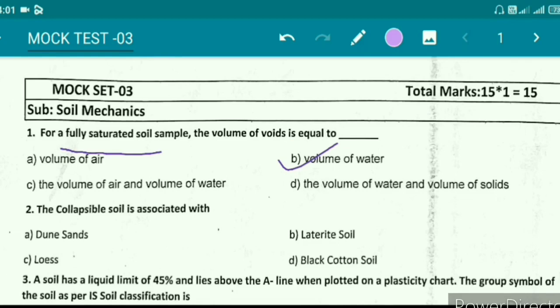So in case of fully saturated soil, the volume of void should be equal to volume of water, because we all know that volume of void is generally equal to volume of water and volume of air, means it is the summation of volume of water plus volume of air. But in that case, due to the soil is fully saturated, so we can say the volume of void should be equal to volume of water.